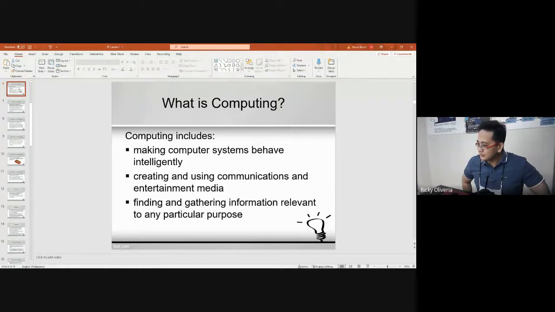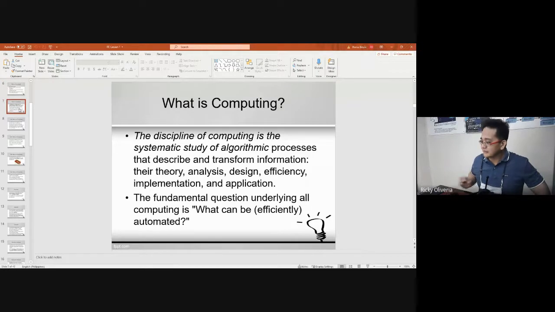So, also, creating and using communications and entertainment media, finding and gathering information relevant to any particular purpose. Okay? So, those are what computing includes. So, still, nandito pa rin tayo sa what is computing. The discipline of computing is a systematic study of algorithm processes that describes and transform information, their theory, analysis, design, efficiency, implementation, and application. So, the fundamental question underlying all computing is what can be efficiently automated? Okay?